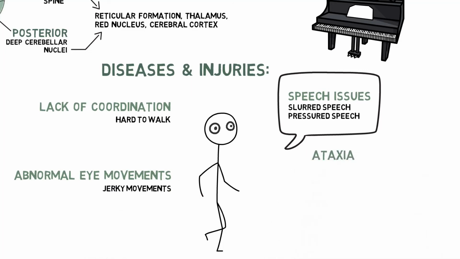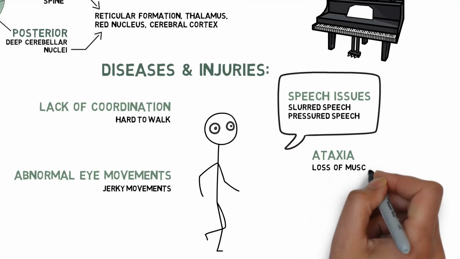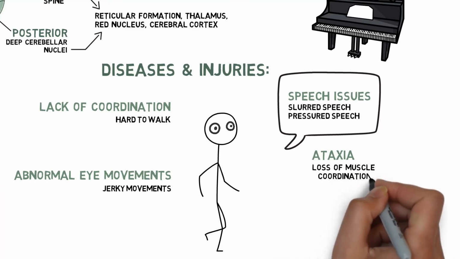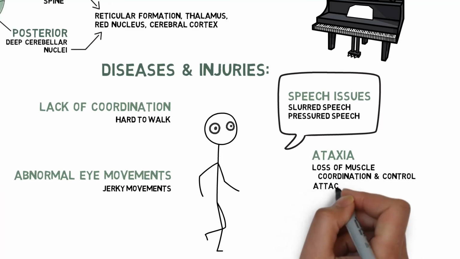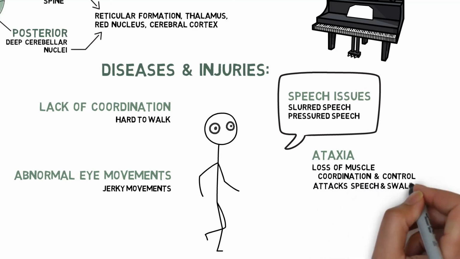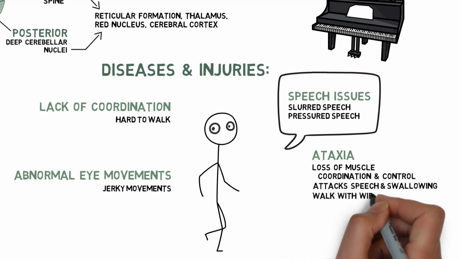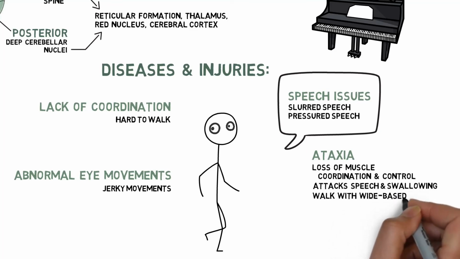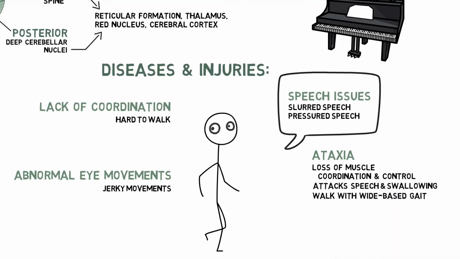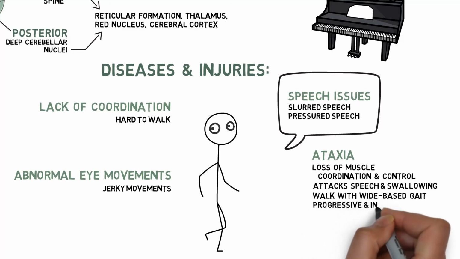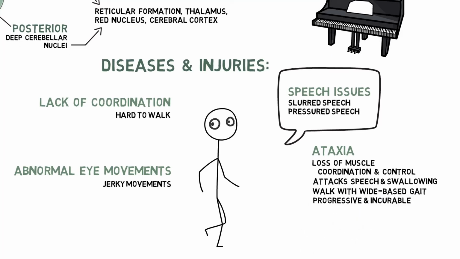Ataxia is a loss of muscle coordination and control. It typically is seen in the extremities first, and then progresses to the speech and swallowing mechanisms. The patient may be seen walking with a wide-based gait, feet wide apart to help maintain balance. Ataxia can affect the heart rate and bladder control. Most of the time, ataxia is progressive and incurable.